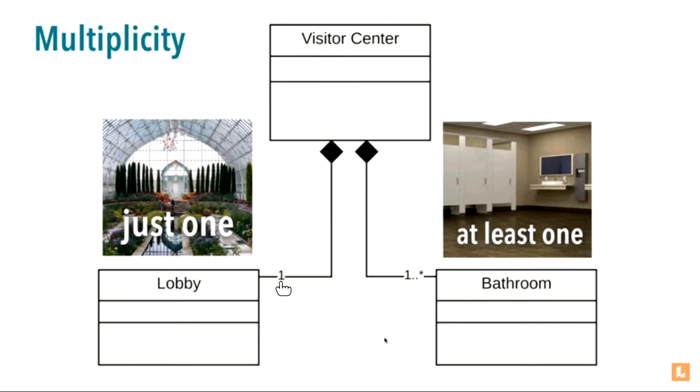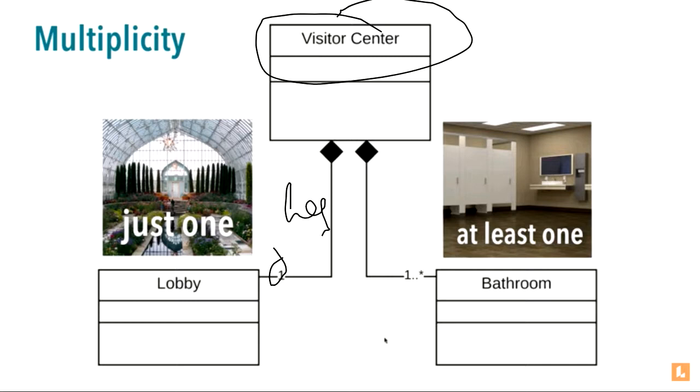And it is not necessary that you have to write it on the composition link only. You can write it on an association link also, on an aggregation link also, on an inheritance link also. No, in inheritance it doesn't make sense. But in association, aggregation, composition, you can put this 1 everywhere. Not only with composition, it can be with anyone. So how will you read this? Visitor center has 1 lobby, exactly 1 lobby.